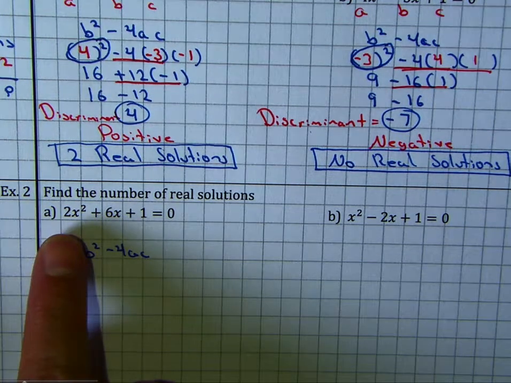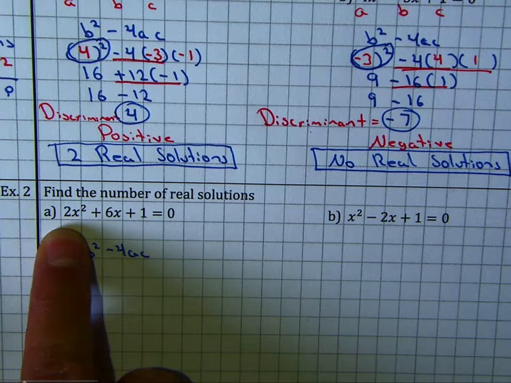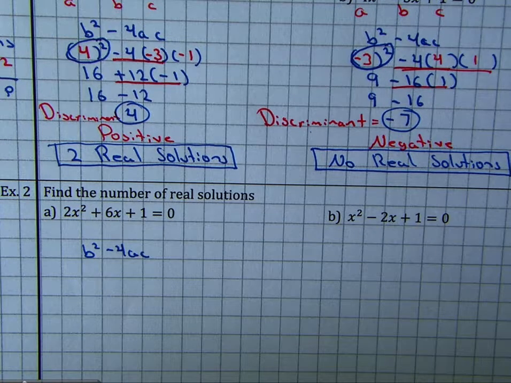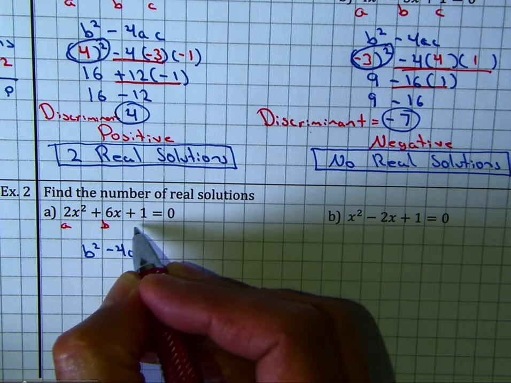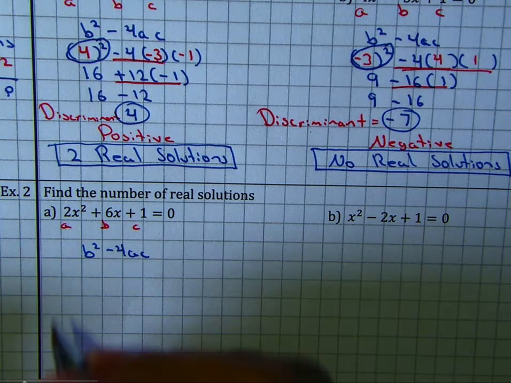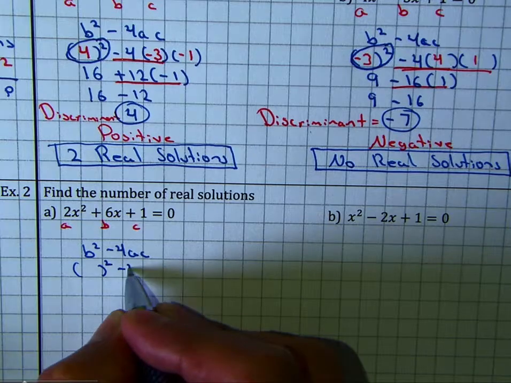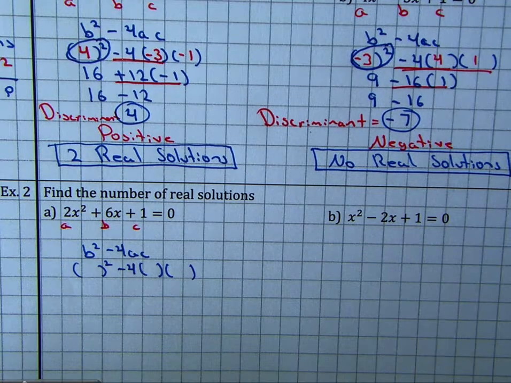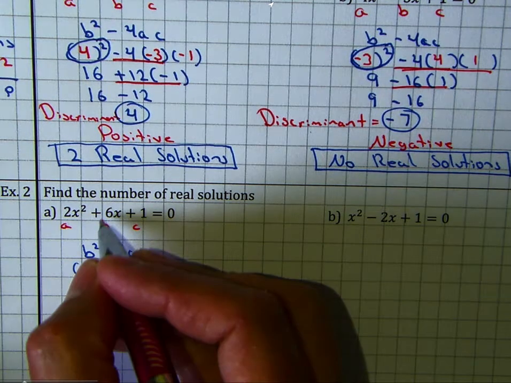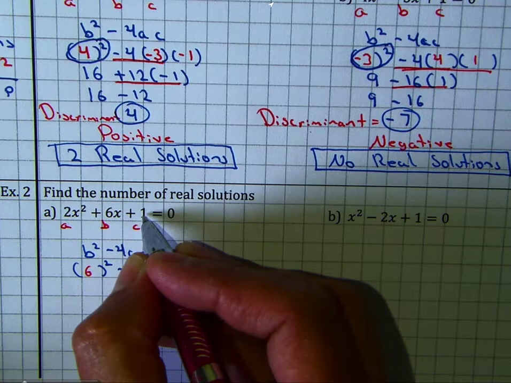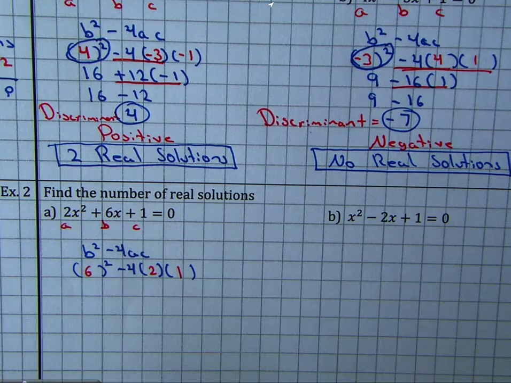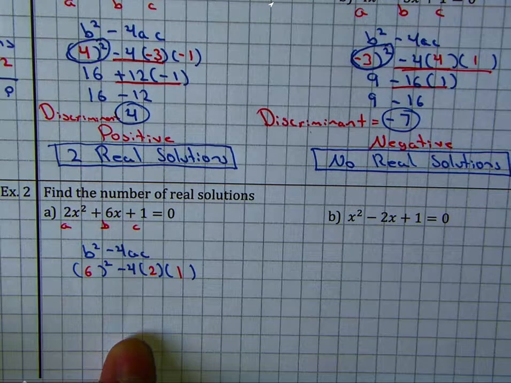Now remember that you need to make sure that you have it in standard form, where we have your x squared, your x, and then your number. So this is your a, this is your b, and that is your c. And now we have b squared minus 4ac, where b is 6, a is 2, and c is 1. Simplify, see what you get, and then determine how many solutions you have. And then we can go over the answer.